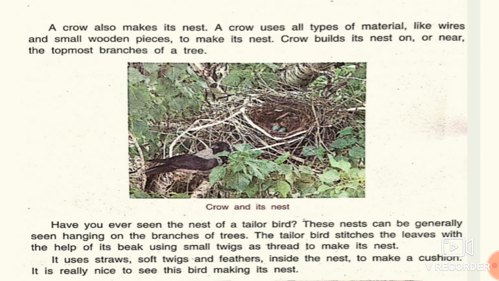Have you ever seen the nest of a tailor bird? As the name suggests, children, the tailor bird stitches the leaves with the help of its beak, using a small twig as thread. The tailor bird is a small bird and it makes its nest so beautifully that you can't imagine. It uses straw, soft twigs, and feathers inside the nest to make a cushion. It is really nice to see this bird making its nest.